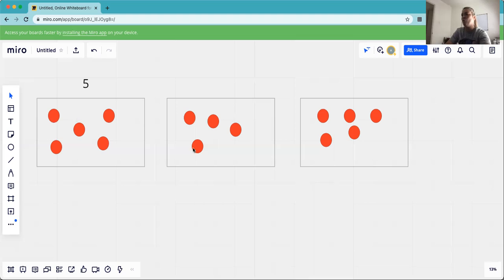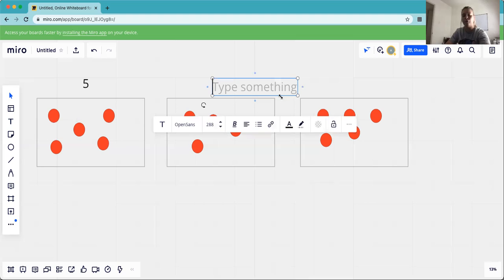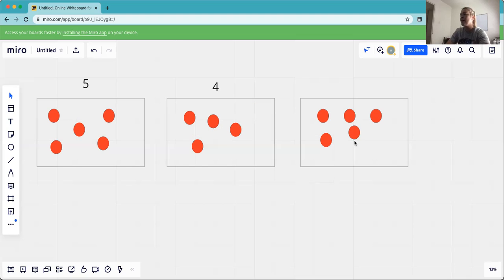My second basket, I have 1, 2, 3, 4. All right. So I have 4 in this basket. And the last basket, I have 1, 2, 3, 4, 5.